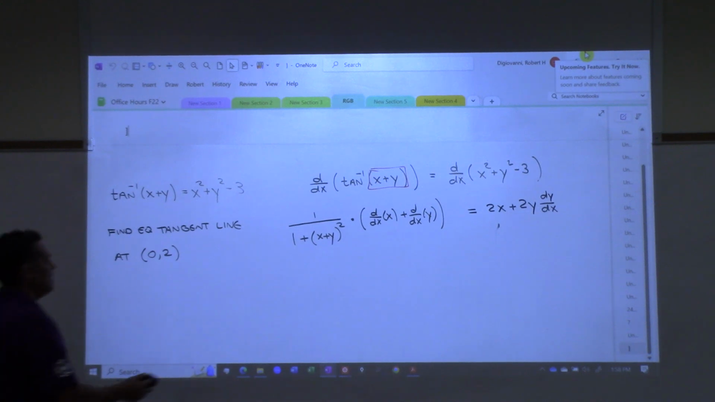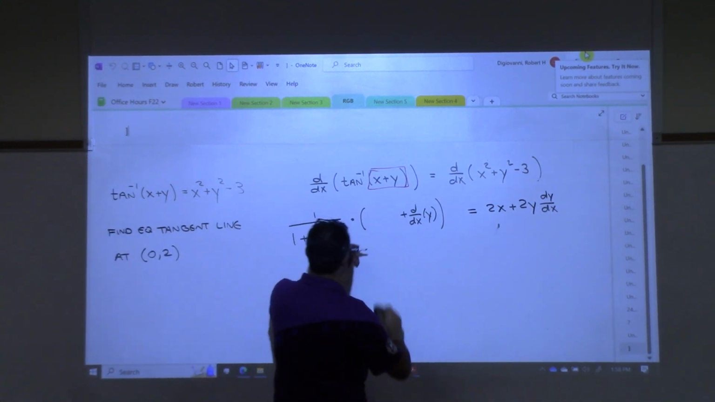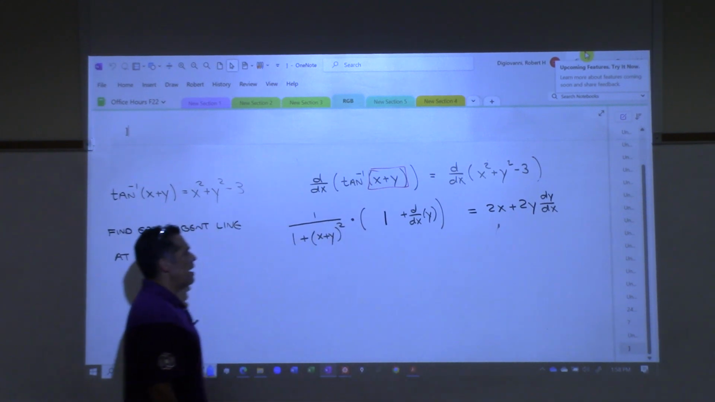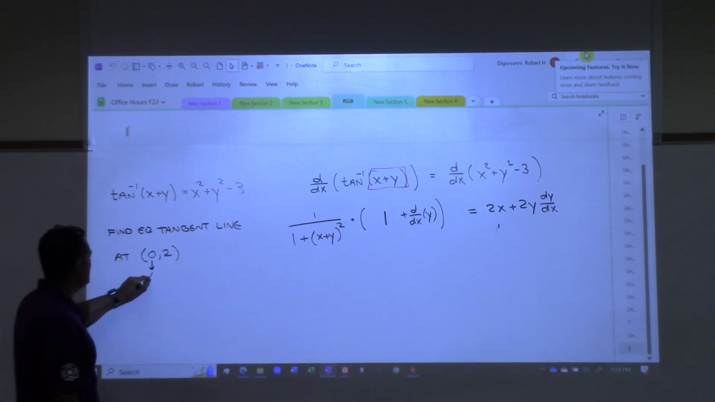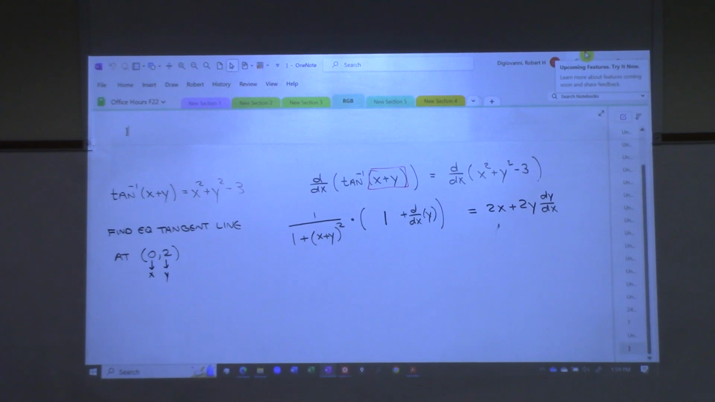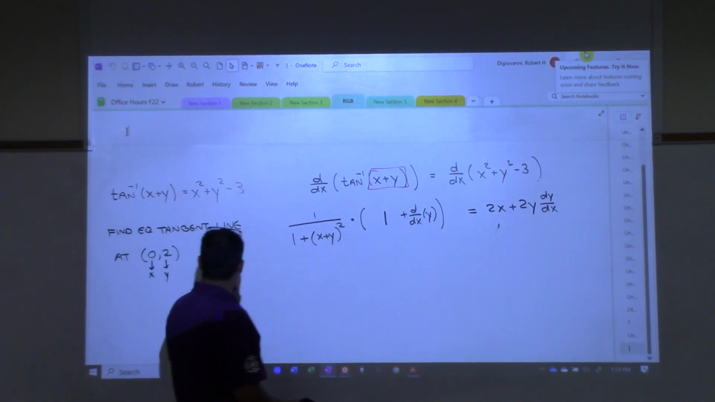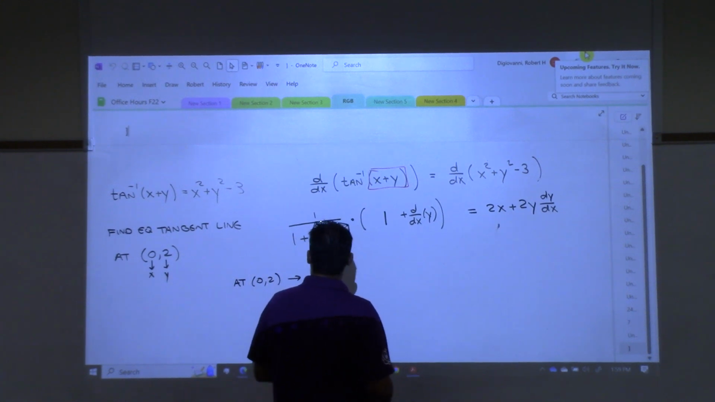Okay, I'm going to just save myself a little time here. That's really a what? 1. Okay, that was really a 1. At this point, I am not going to solve for dy dx. I'm not going to try and get it by itself yet. What I'm going to do is use the fact that I can replace x with 0 and y with 2. Right now, I can do that. So at this point, at the point 0, 2, we get this.